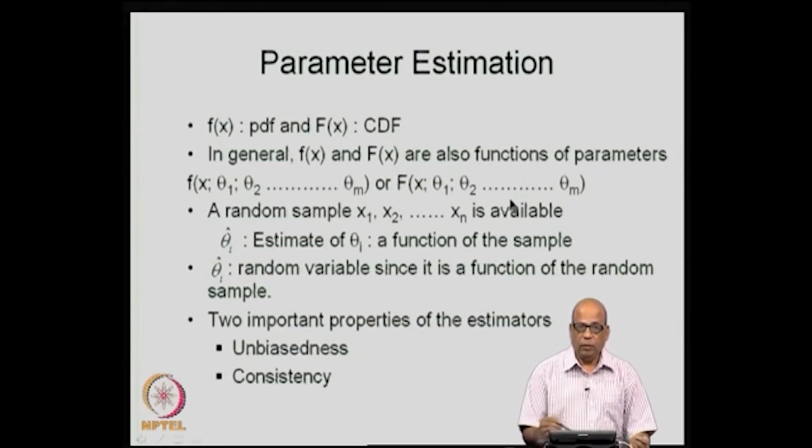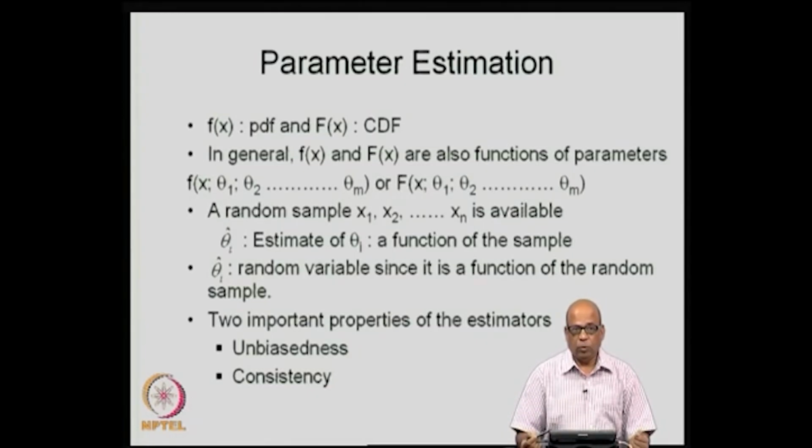So, the question is, what are the best estimates from the available sample x 1, x 2, etcetera, x n, which in some sense is best for our purpose of using this particular distribution f of x?